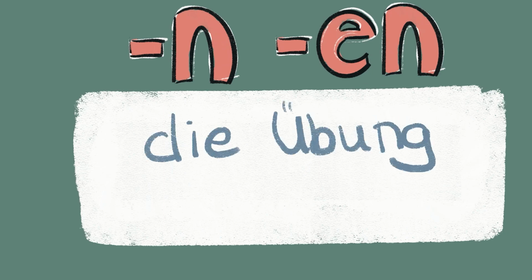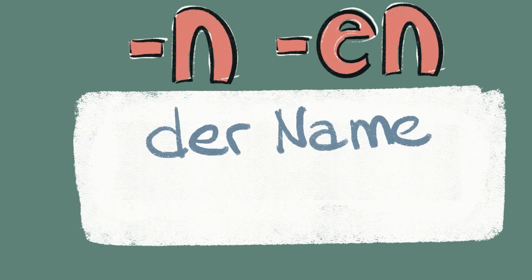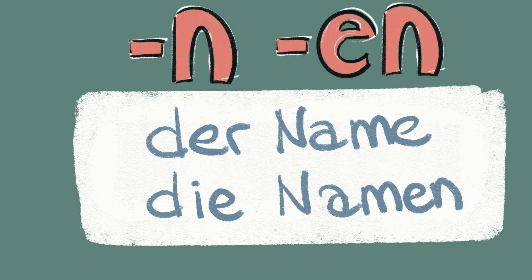Die Übung, die Übungen. In this example, the last letter is G. Therefore, we add en to make the plural easy to pronounce. Der Name, die Namen. Here, the singular already ends on e. Adding another e is not necessary. That's why we only add n.